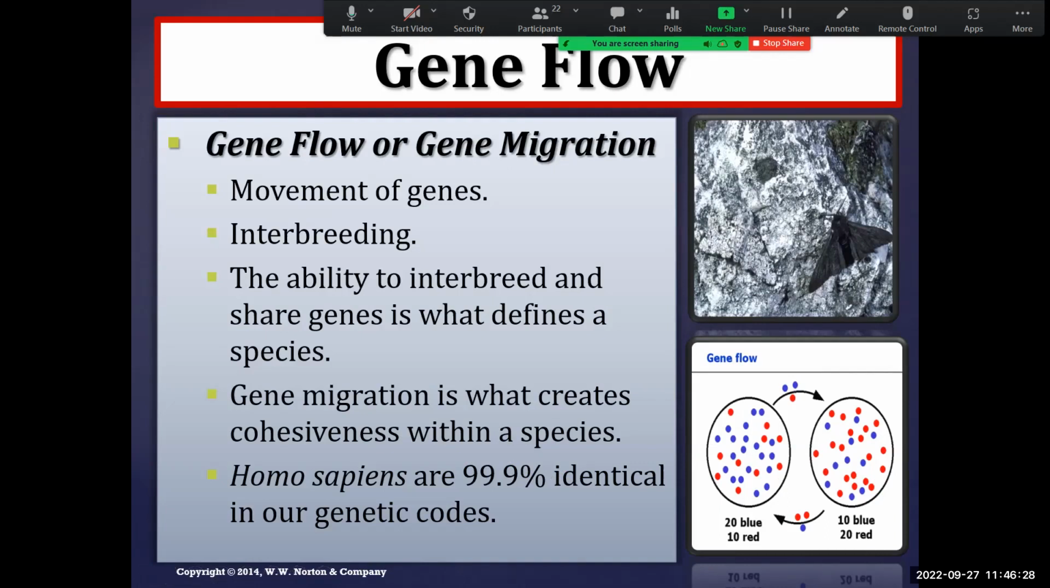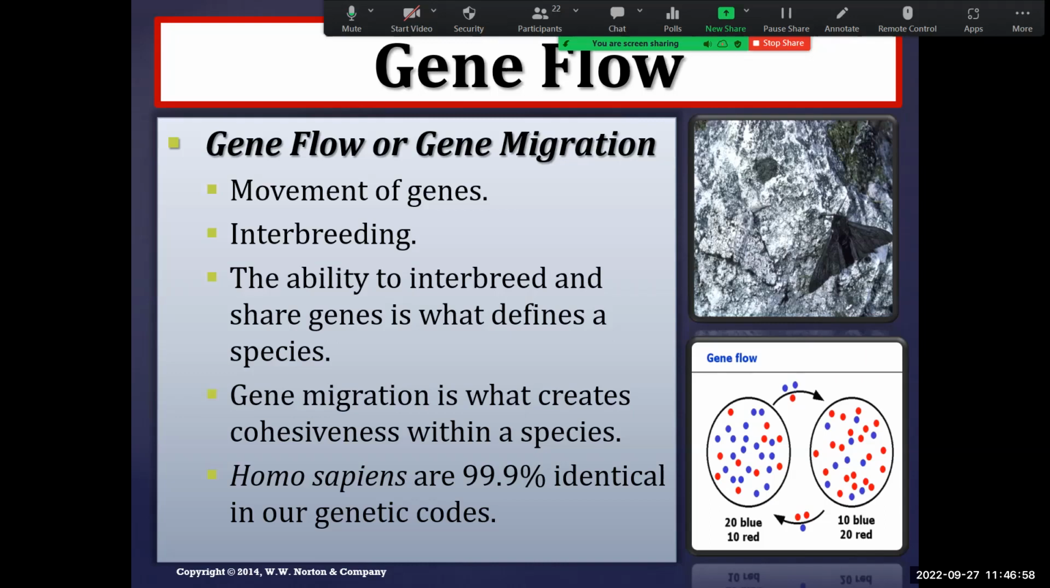All right, gene flow, in my opinion, is probably the easiest one to understand. Gene flow, or gene migration, or you can also call it admixture of genes or movement of genes, just simply means population A interbreeding with population B, or movement of genes between populations. The ability to interbreed and produce viable fertile offspring is what defines a species. And this gene migration is also what creates cohesiveness within a species.